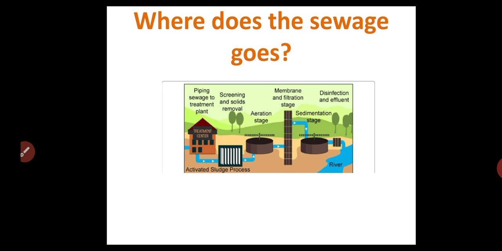So where does the sewage go? It gets collected from one place, then passes through a few steps: preliminary treatment, primary treatment, secondary treatment, and tertiary treatment. Finally, it gets into the river or any other stream.